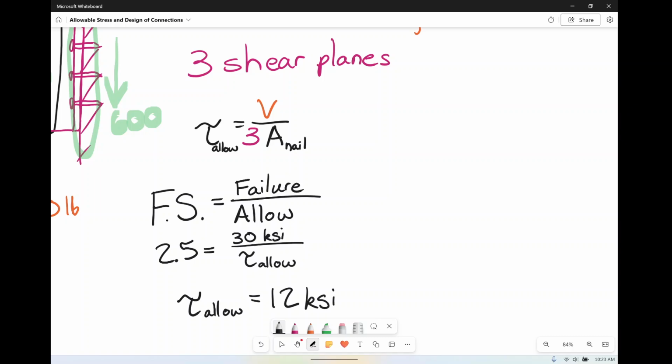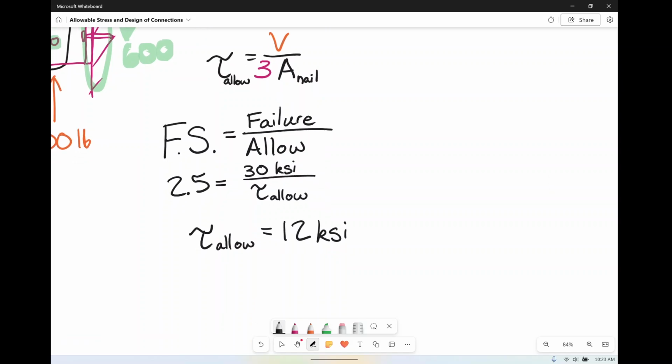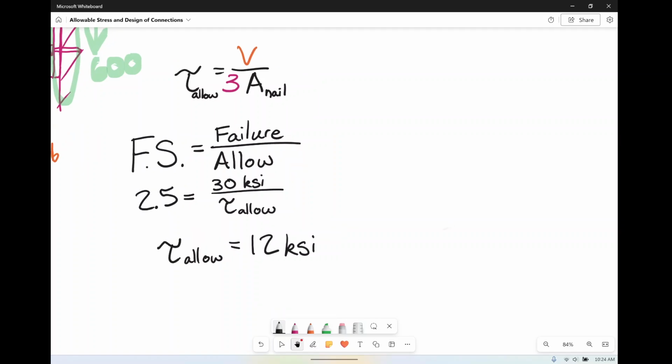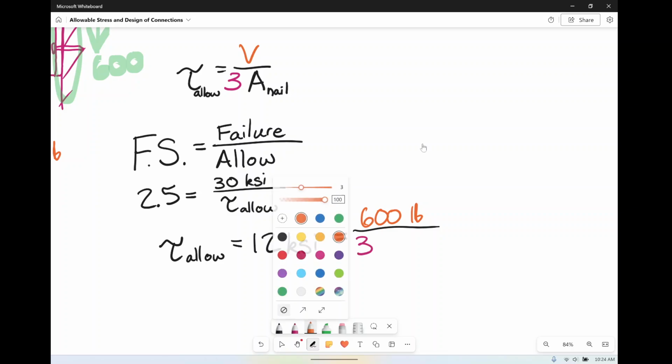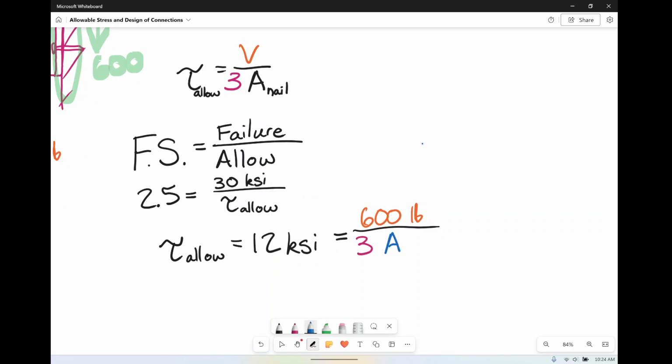It would help if I could read my own handwriting sometimes. So anyway, we have a factor of safety, this time 2.5. So a little bit more cushion. It doesn't really change much. 30 divided by 2.5 is 12. Cool, so this is our allowable value. And again, we literally just said that our allowable value is equal to our shear amount, which is 600 pounds, divided by 3 times, we'll put it in a new color, the area required.